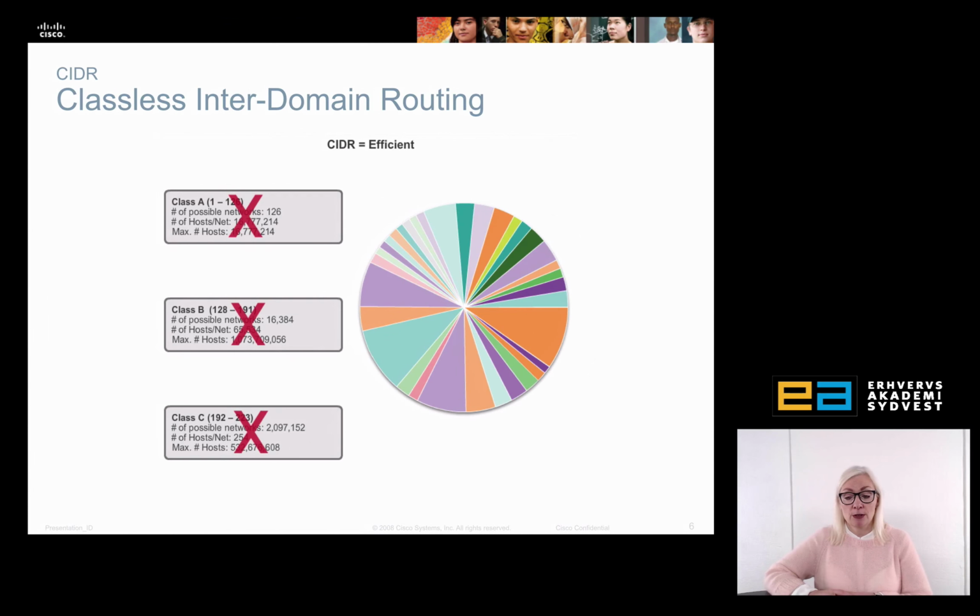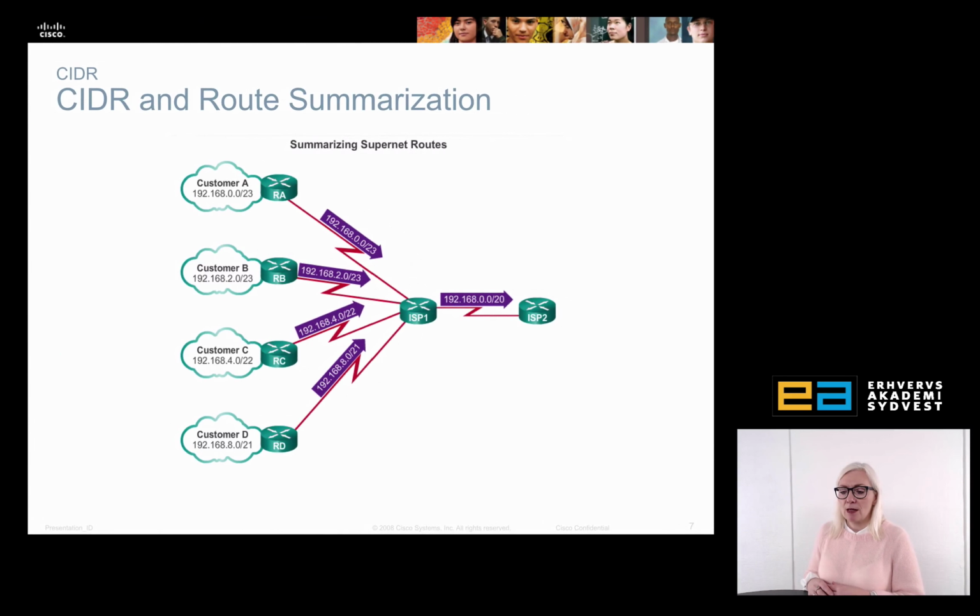So today we are using something called CIDR, Classless Inter-Domain Routing, which means that we basically don't think about the different classes anymore. We look at the subnet mask instead. And the subnet mask will then tell us, when we look at an IP address, which part is the network part and which one is the host part. So we stop thinking about whether it is a class A, B, or C address, and we just look at the IP address and the subnet mask.